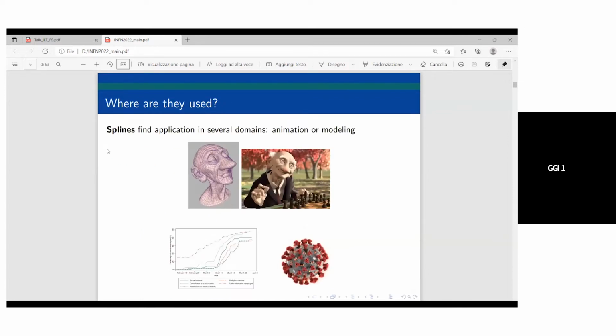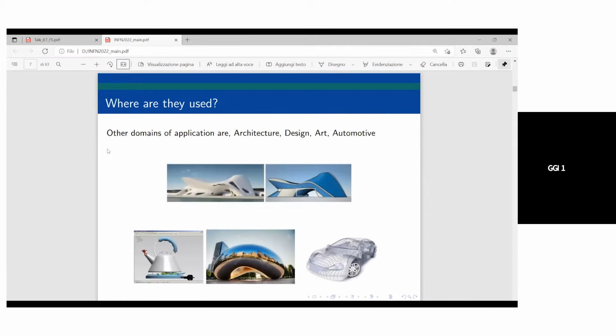They are important and find application in several domains. Here I just mention, as an example, computer animation. For example, this character in a Pixar cartoon is modeled by splines. Or of course, we can model the trend of data like the one we have seen in the last two years concerning COVID, but we can use splines in architecture, design, art, automotive. So they really are very much used, in particular in geometric modeling, everything connected with geometric modeling.